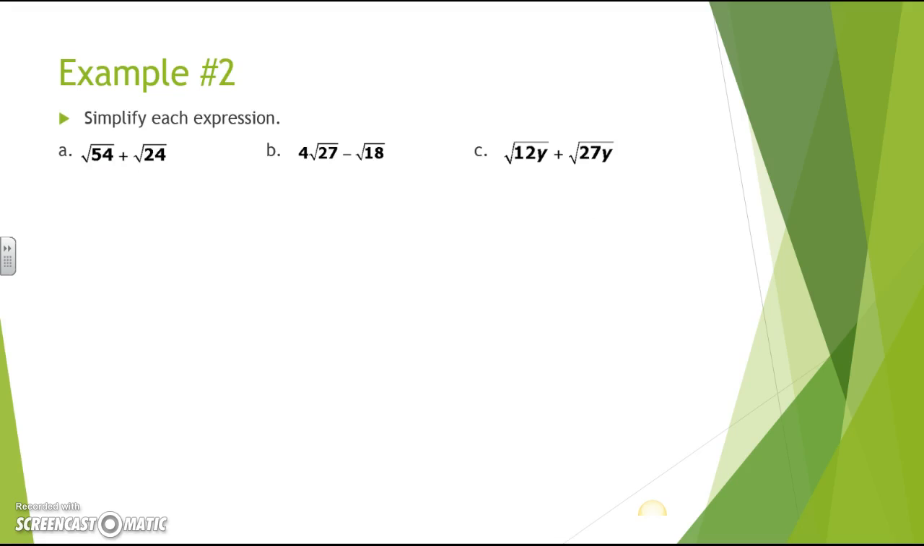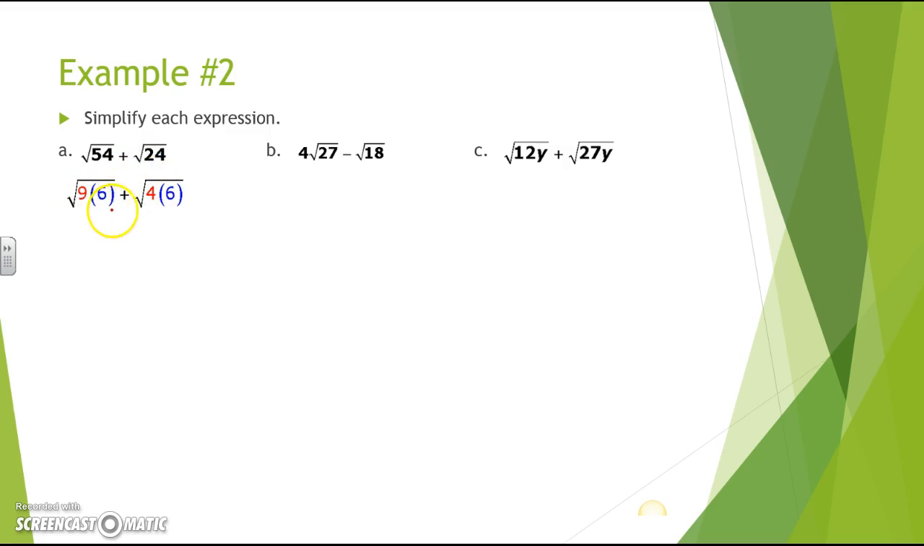Example 2 here, they want us to simplify these expressions. So this is similar to breaking apart these values by finding perfect squares, by picking out perfect square numbers, and then simplifying it down. So for a, we have the square root of 54 plus the square root of 24. So we have to think of what factors, at least one factor needs to be a perfect square number. So 54 is 9 times 6, and 24 is 4 times 6.